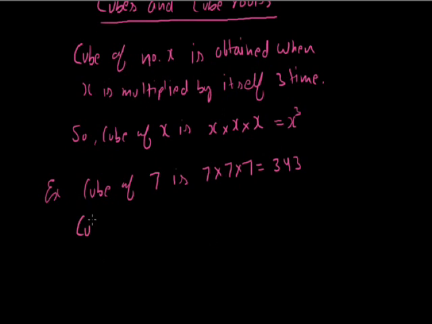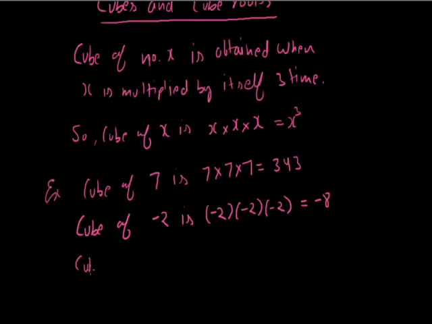Now what is the cube of minus 2? The cube of minus 2 is, we have to multiply minus 2 3 times, minus 2 into minus 2 into minus 2. So minus 2 into minus 2, that is plus 4, plus 4 into minus 2, we are getting minus 8. So cube of minus 2 is minus 8.